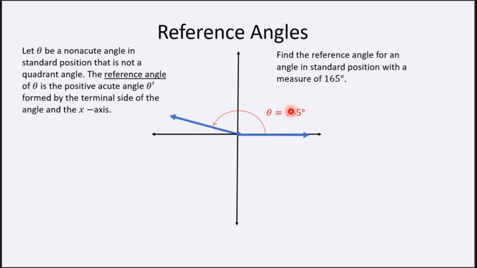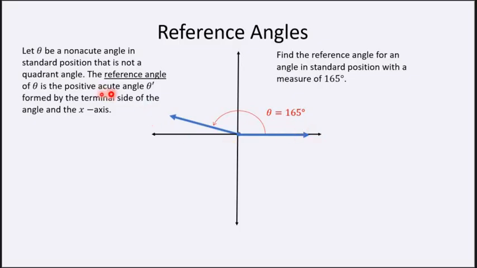So we have this 165 degree angle whose terminal side is in the second quadrant. Let's make sure it fits the description. So theta is non-acute because it's greater than 90 degrees, and it's in standard position because the initial side corresponds with the positive x-axis, and it's not a quadrant angle because it's not a 90 degree angle, a 180 degree angle, a 270 degree angle, or a 360 degree angle. So it's not a quadrant angle.